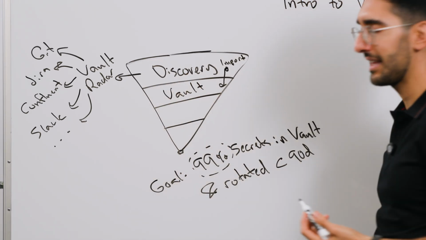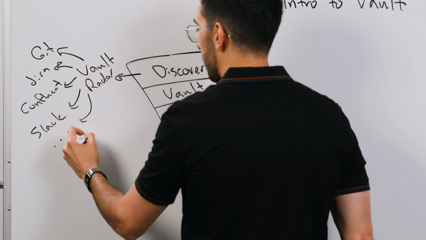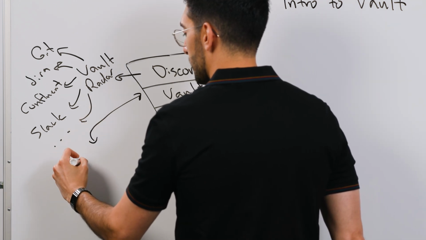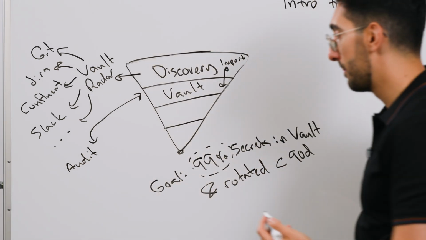So the goal of putting them into a vault is that we actually have a few key properties, right? One is anytime this secret is accessed, we can put an audit trail around it. So we know who accessed what secret when.